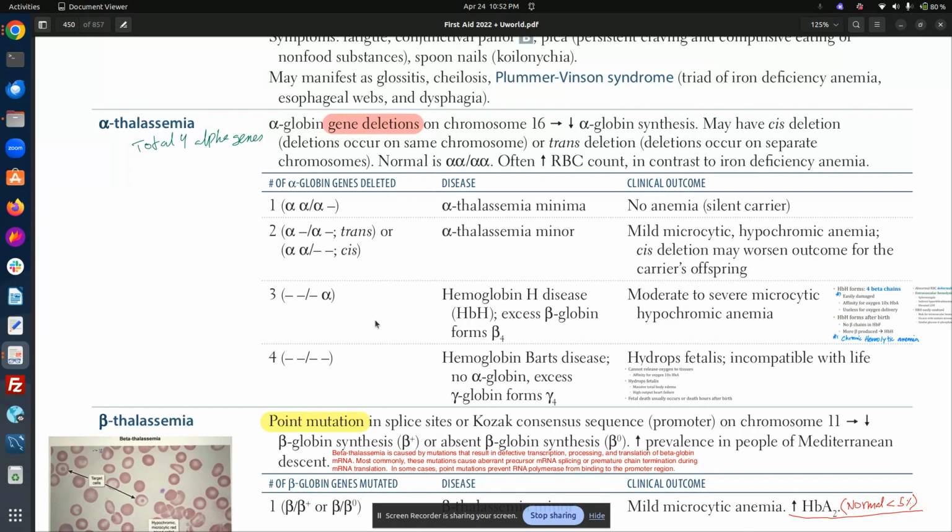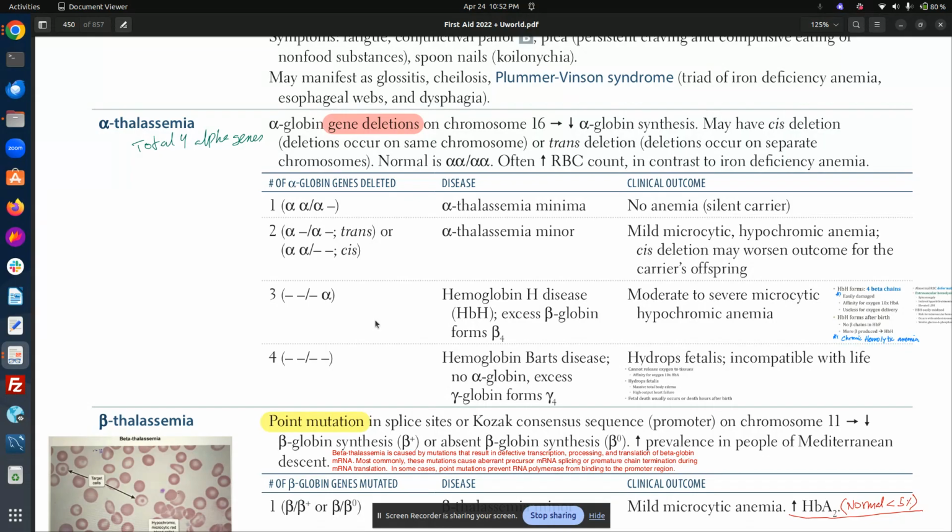How do we check the Mentzer Index? We do MCV over RBC count. You should know that mean corpuscular volume is less than 80 in both iron deficiency anemia and thalassemia. But RBC count is low in iron deficiency anemia, and the RBC count is high in thalassemia. So when I do the ratio, MCV over RBC count in iron deficiency anemia, it will be above 13, because the denominator, RBC count, is low in iron deficiency anemia. So the net answer will be high.